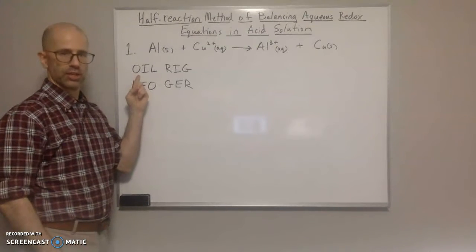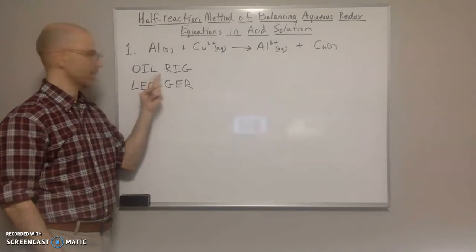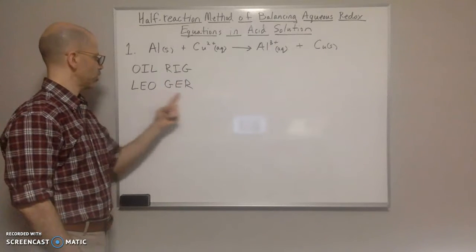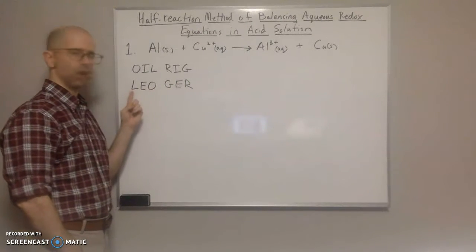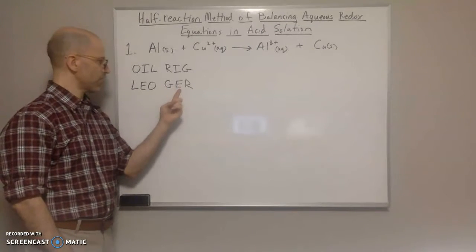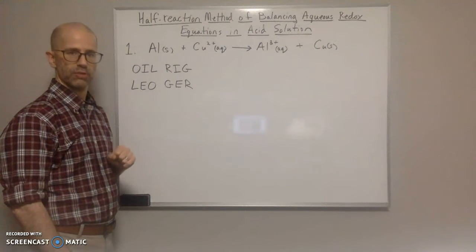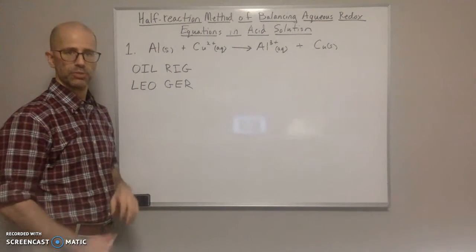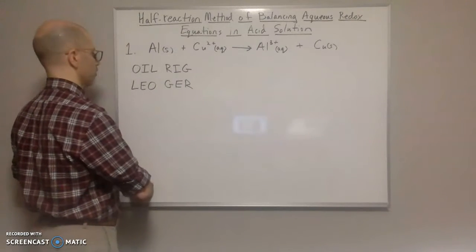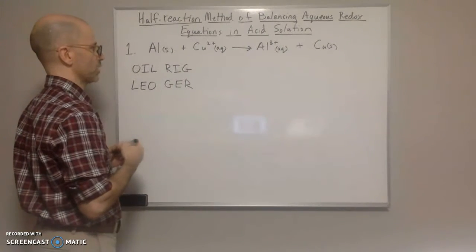So in OIL RIG, oxidation is loss of electrons, and reduction is gain of electrons. And LEO GER is the same thing. So loss of electrons is oxidation, gain of electrons is reduction. Either one of these should be fine in remembering the difference between oxidation and reduction. So with this in mind, we need to identify what's being oxidized and what's being reduced.